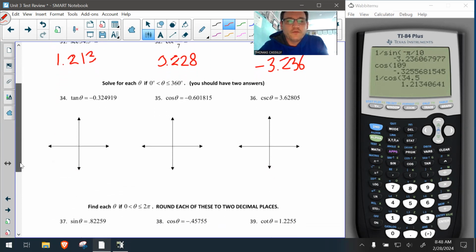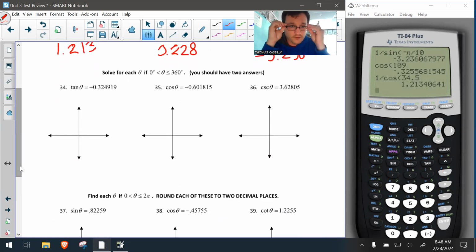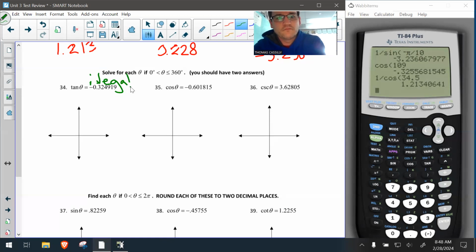All right, so now for the next one. We should have 2 answers here. We spent a lot of time in class talking about these problems specifically. We want to figure out the value of theta that is going to give us negative 0.324. First thing to keep in mind is this is a negative value.